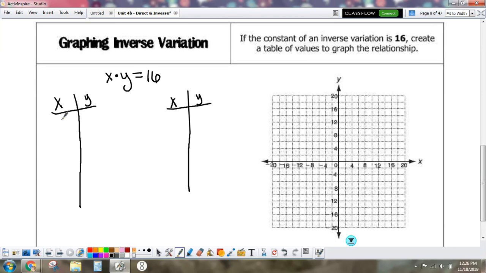So I'm going to go ahead and just list my factors: 1 and 16, 2 and 8, 4 and 4, 8 and 2, and 16 and 1. And then I know since the negative times a negative is a positive, I can just recreate this table, but make them all negative.